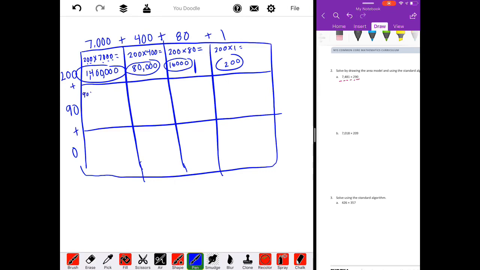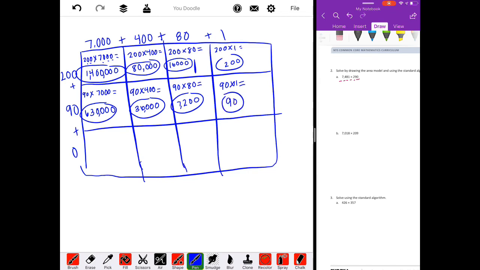Then we have 90 times 7,000, which is equal to 63 with 4 zeros. We have 90 times 400 equals 36,000. 90 times 80, 7,200, and 90 times 1 equals 90. And then these are all going to be 0 because 0 times 7,000 is 0. 0 times 400 is 0, and 0 and 0 because we're multiplying by 0.